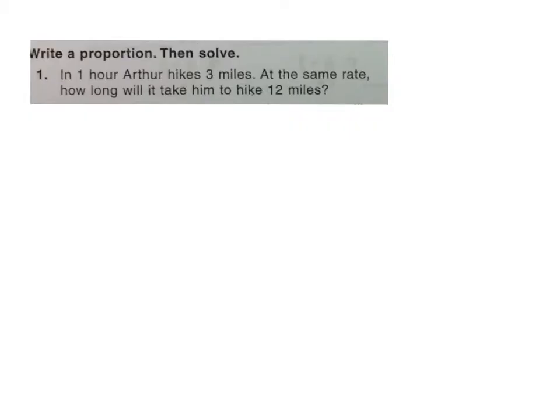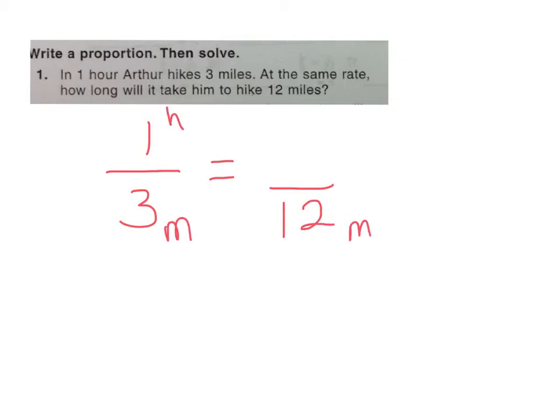Let's make sure we know what this problem is going to be about before we start it. We're talking about Arthur taking a hike. He can do 1 hour, 3 miles. He wants to figure out how long it's going to take him to do 12 miles. So make sure you set up the proportion correctly. You've got miles on the bottom, and you've got hours on top. I'm going to make my variable h for hours.